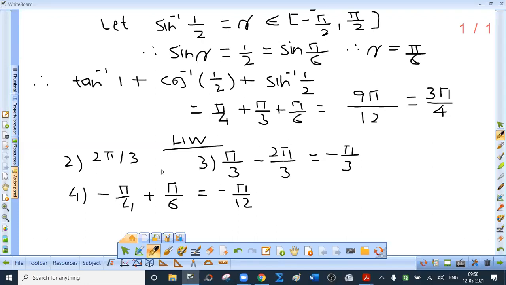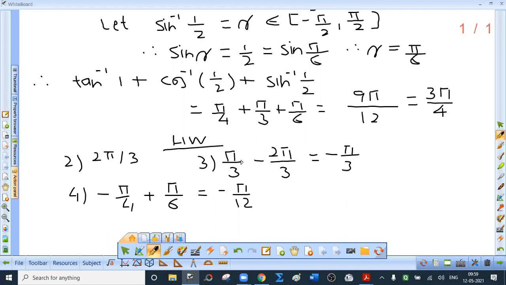Now second, third and fourth for homework. In the second sum, cos inverse half is pi by 3, and what is sine inverse half? Pi by 6. Add them to get 2 pi upon 3. If you see the third one, then actually we can find the values orally. Tan inverse root 3 is pi by 3.